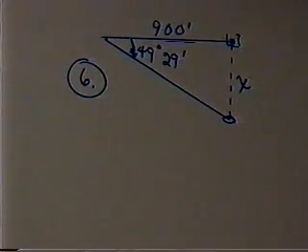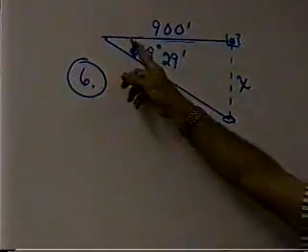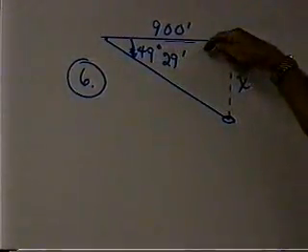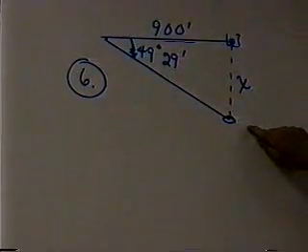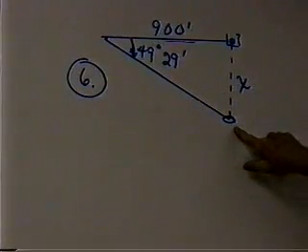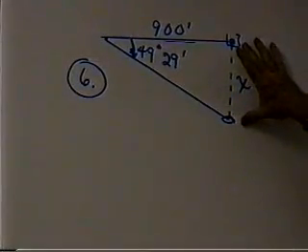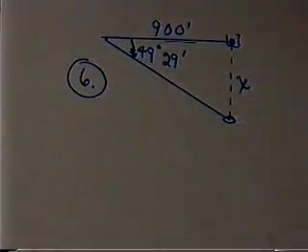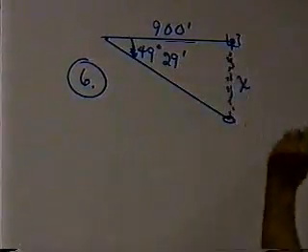So let me read the sentence again. All right, from a point 900 feet in a horizontal plane from the bridge, we measure an angle of depression of 49.4833 degrees and sight the river. And the question is, what is the distance from the bridge to the river? All right, so that's our unknown. This is what we're trying to find.